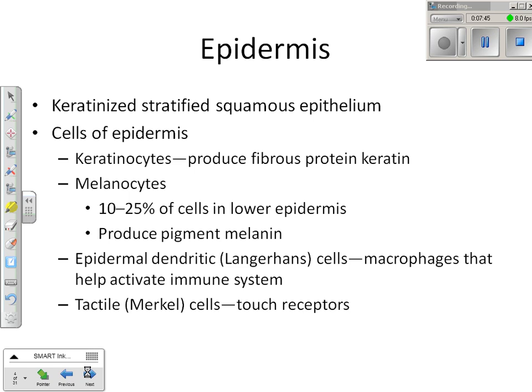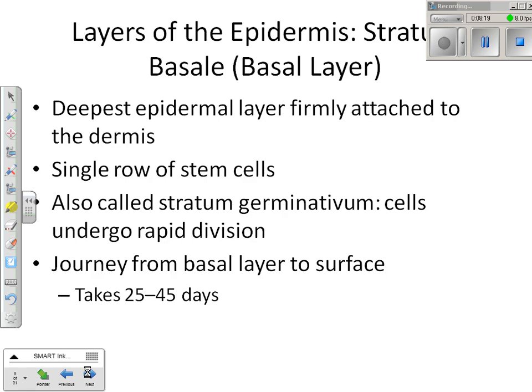You'll also find cells called epidermal dendritic cells, aka Langerhans cells. These are macrophages floating around activating the immune system. So we like to think of those as the doctors of the epidermis. They're roaming around keeping up the health of the skin. We also have what we call tactile cells or Merkel cells that you can find. Those work in coordination with the Pacinian corpuscles that I was showing you earlier, and they're touch receptors. So you'll find all those different types of cells in the epidermis.